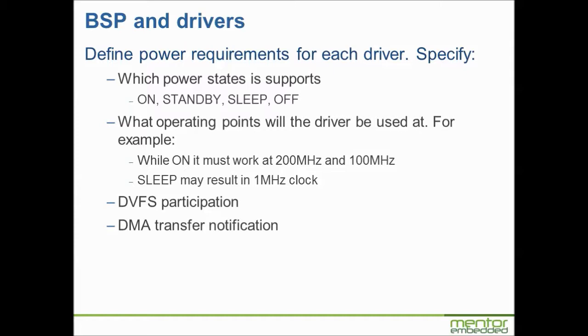The more important one is what operating points can the driver be used at? Now, an operating point is a combination of voltage and frequency, which defines an overall power consumption of a CPU. And as I mentioned, a driver may or may not be functional at all frequencies. So the kind of thing we might have is a device which, whilst it's on, can work quite happily at 200 megahertz and 100 megahertz.